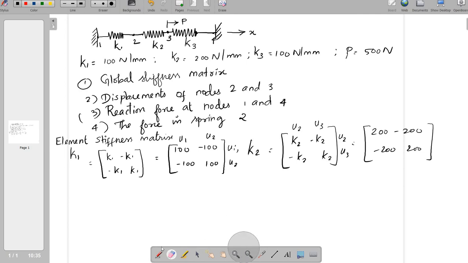So the next one, K3. Similarly, 100, minus 100, minus 100, 100. The connectivity of the third element is between 3 and 4. So U3, U4.